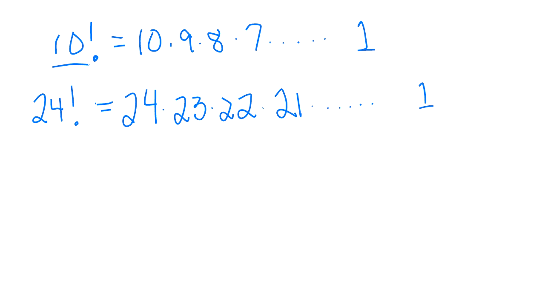So let's say 24 factorial would be the number of ways to choose 24 objects without replacement. That means you're not putting anything back. So you have 24 ways to choose the first object. You don't put that one back once you picked it. You have 23 choices for the second object. You don't put that one back. You have 22 choices for the third, and so on, all the way down to 1.